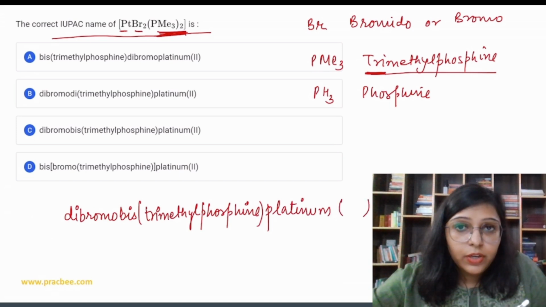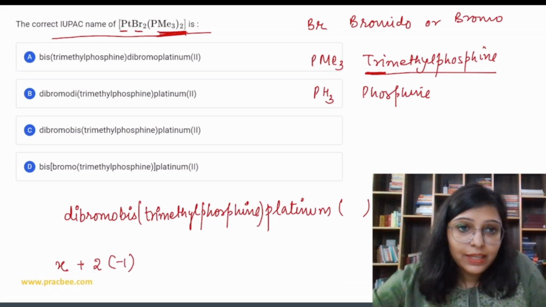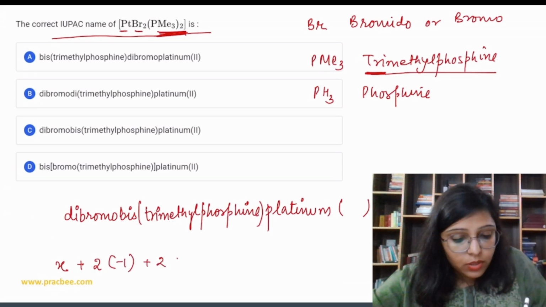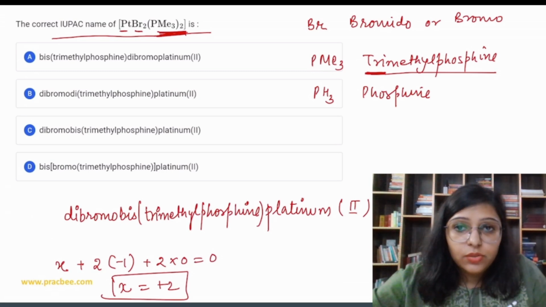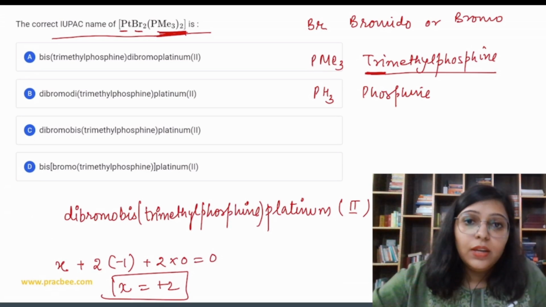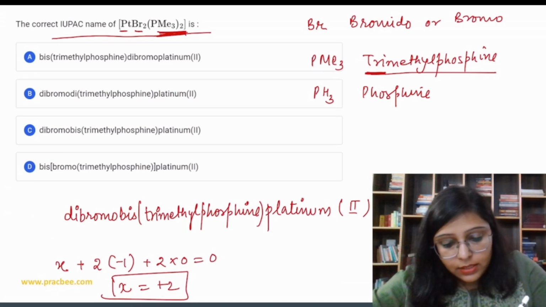And now how to calculate the oxidation number? So let's say the platinum oxidation number is X, bromine is -1, so 2 times -1, and PMe3 is a neutral compound, so it is going to be 0. So we get X is equal to +2. So we have to write the oxidation number in terms of numeral. So the answer is going to be dibromobis(trimethylphosphine)platinum(II). Okay, so the answer is C.